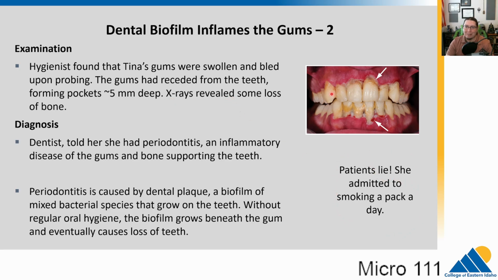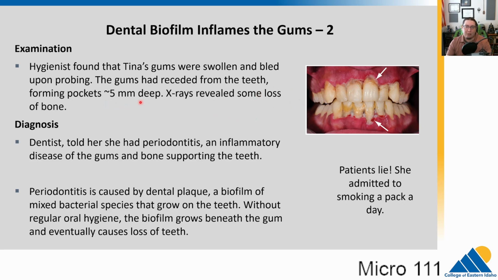The hygienist looks at her mouth and we see major issues here. So we see swollen gums, they bleed when they're probed, and you've probably noticed when you go to the dentist, they do that little thing where they go 3, 2, 2, 3. They're measuring the depth of your gums there. And in Tina's case, she has at least 5 millimeter deep gum pockets in there.